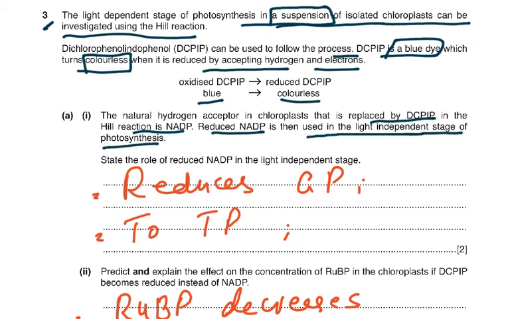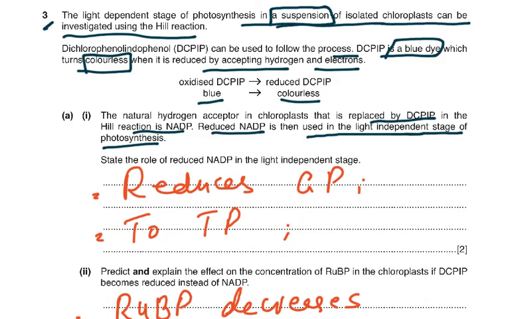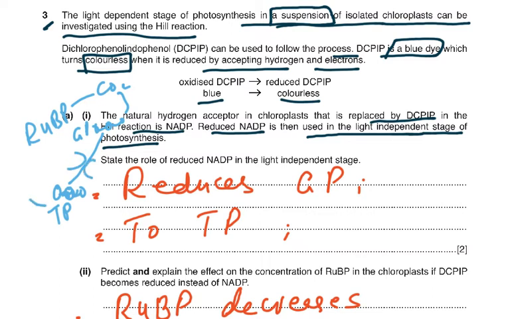So they've given you all this information, though we've taught you all this. State the role of reduced NADP in the light independent stage. Well, basically it reduces GP to TP. If you remember this, RuBP combines with carbon dioxide and forms a 6 carbon, then a 3 carbon, and then it is converted to 3 carbon. This is GP and this is TP. This requires 6 ATP and 6 NADPH, and then we need to regenerate the RuBP, so we need ATP for that as well. So it reduces GP to TP.